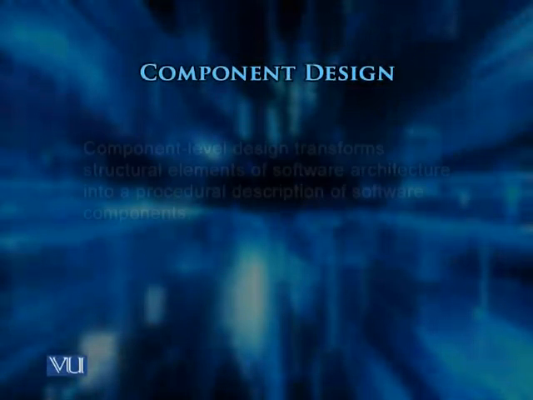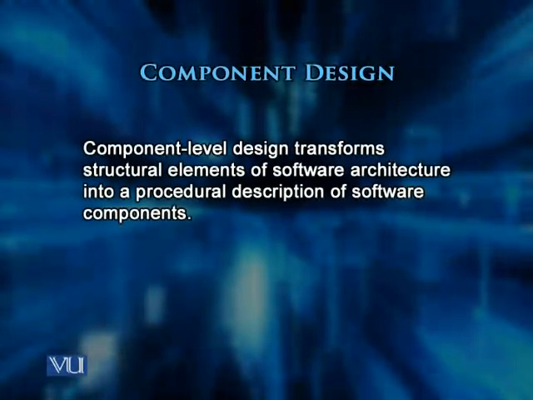Then we have the last part of the software design, component design or component level design. This design transforms the structural elements of software architecture into procedural descriptions of different software components. This can also be labeled as detailed design. And from this design, programmers can write the code which will then convert this design into an implementation of the requirements.